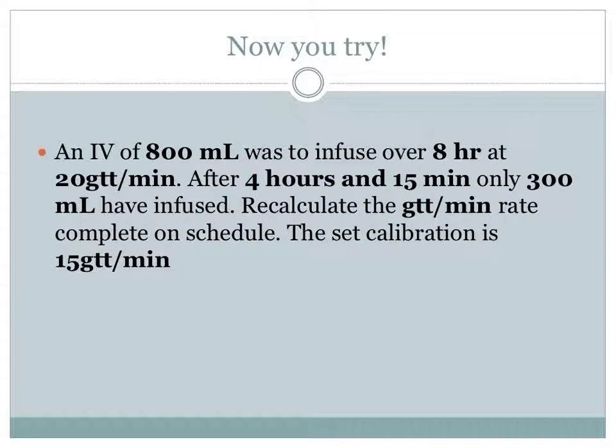Now it's your turn. We have an IV of 800 milliliters to be infused over 8 hours at 20 drops per minute. After 4 hours and 15 minutes, only 300 milliliters has been infused. Recalculate the drops per minute rate to complete this on schedule. The set calibration is 15 drops per mL. Calculate this out and then move to the next slide.